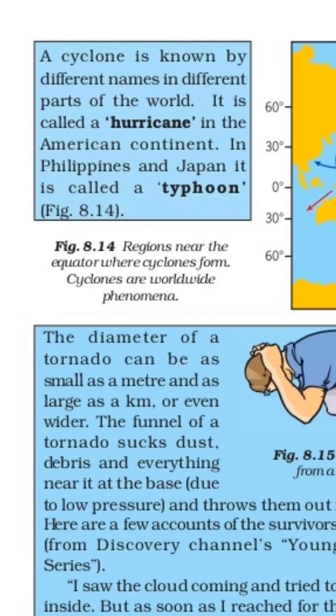A cyclone is known by different names in different parts of the world. It is called a hurricane in the American continent, and in the Philippines and Japan it is called a typhoon. In different areas, different names are there for cyclones. Today up to this we will cover, the remaining part we will see in the next period.